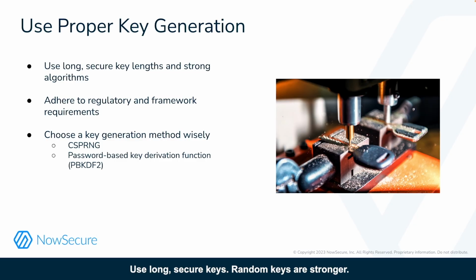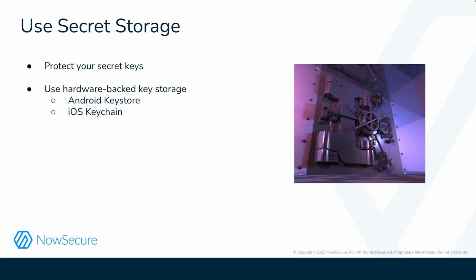Use long, secure keys. Random keys are stronger. A key derivation function attempts to make the key as random as possible. Use key derivation functions to make the password slightly more random, or make the key that you're using as random as possible. The point of cryptography is to produce a random output. You can only produce a random output if you have a very random input.